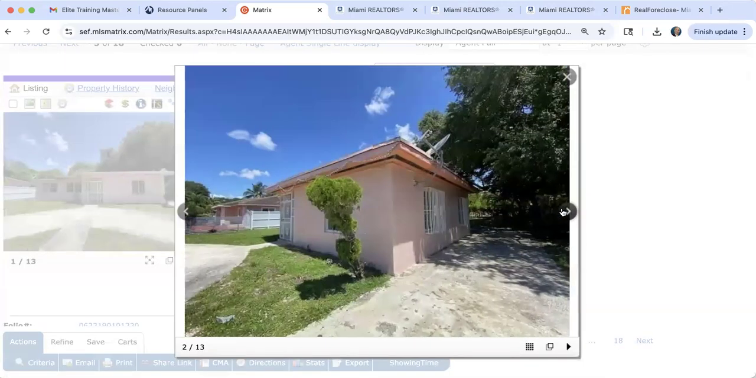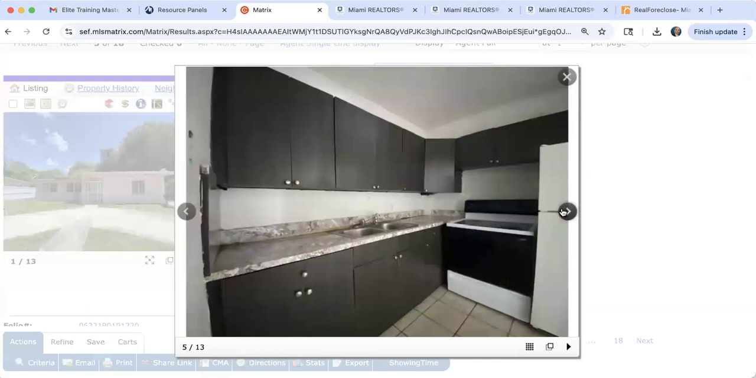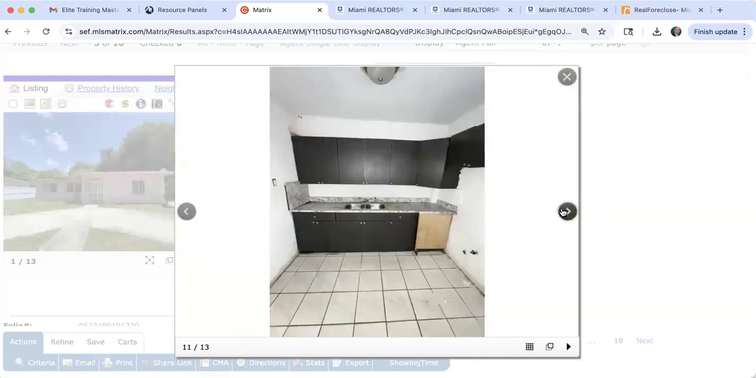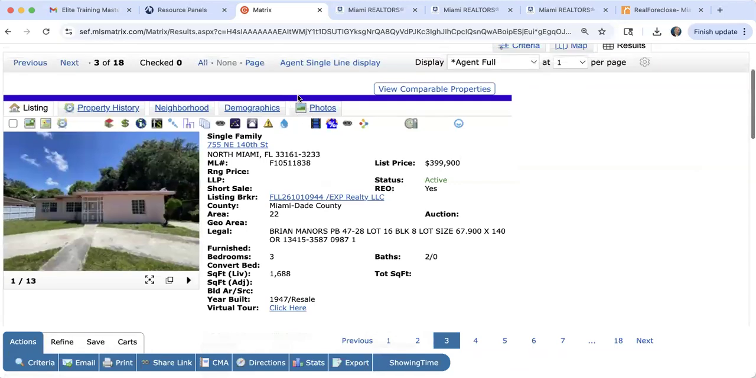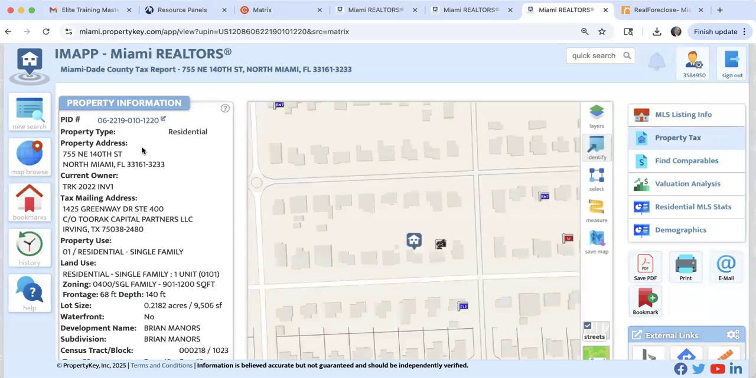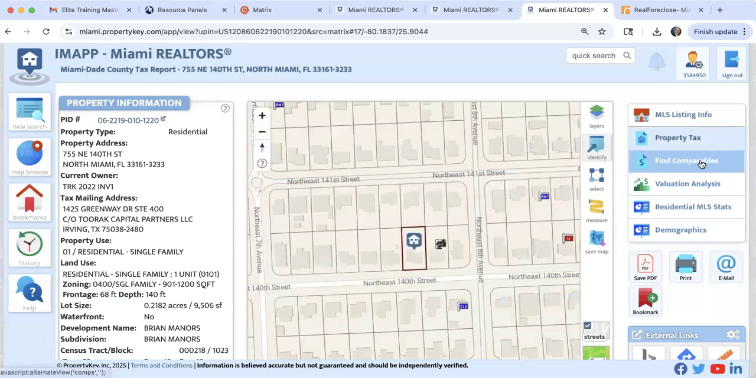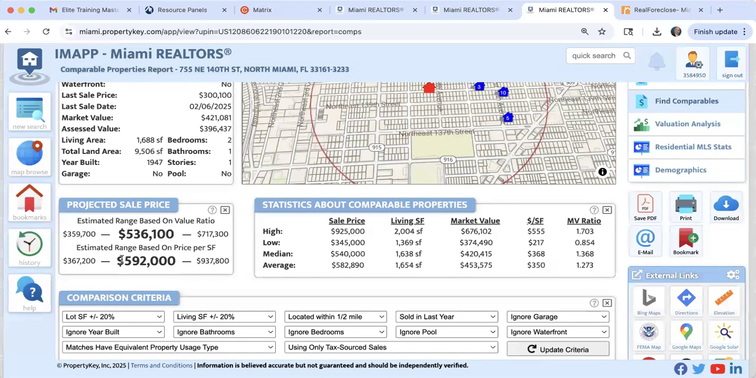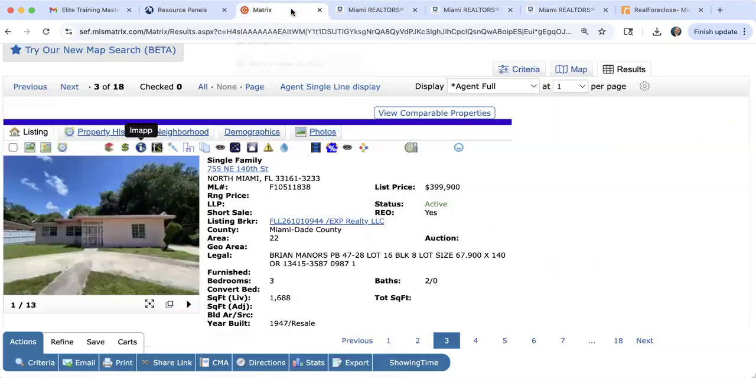Take a quick look at the pictures. And let's see that, yes, this house needs some renovating, right? It needs some renovations. So at this point, again, click on IMAP, find comparables on the right-hand side, guys, and you're looking at an average price of $592,000. 592, 399. There's enough room for us to renovate and profit.